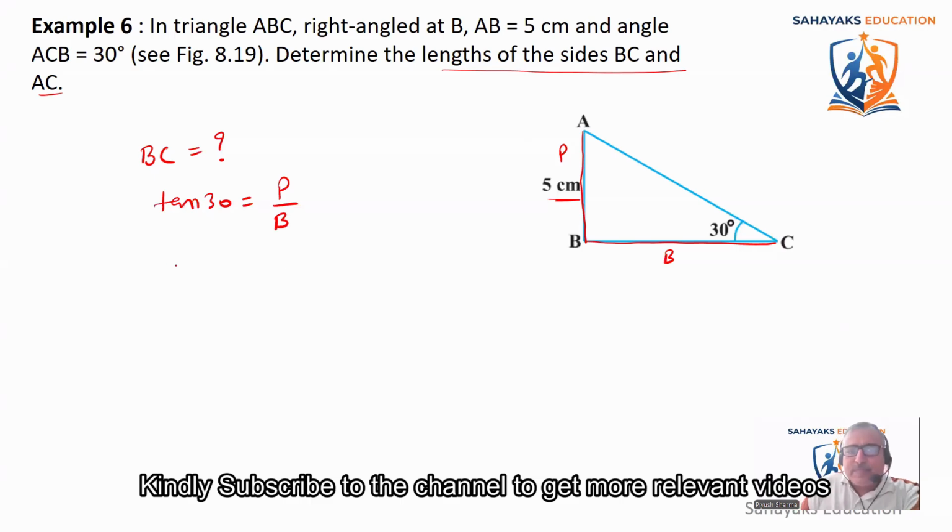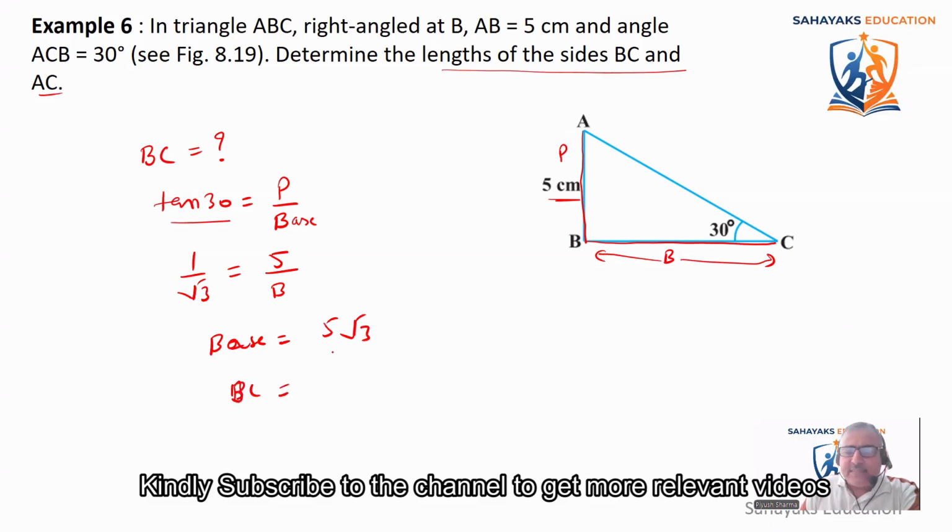So what we are going to do? What is the value of tan 30 from the table? So tan 30 comes out to be 1 by root 3 is equal to P, perpendicular, which is 5 centimeter, divided by B. Oh, I have taken this as length B, but this is actually base. When I'm talking about B, it's base. Base is equal to 5 root 3. And what is base? Base is BC is equal to 5 root 3.